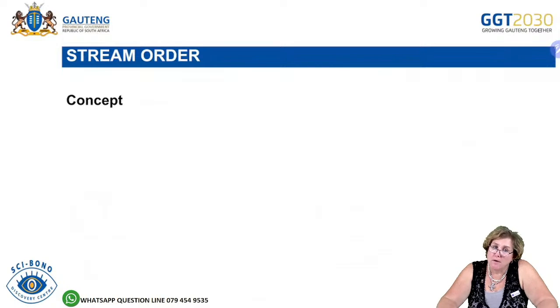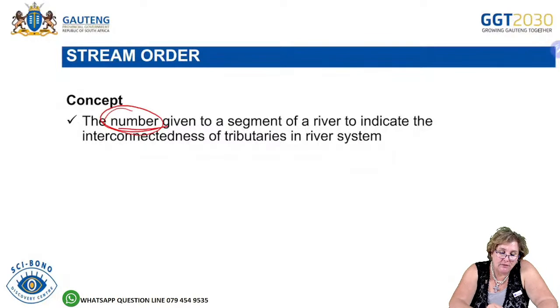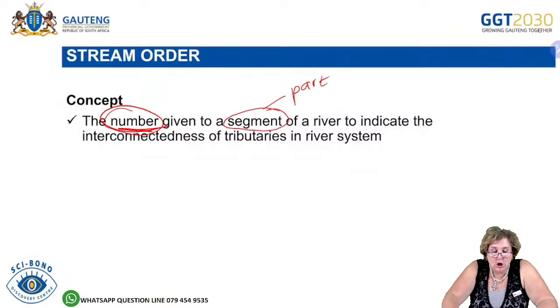Okay, let's start with stream orders. Remember the previous slide we said, this is one of the concepts you need to know. You must be able to define a stream order, to identify and to apply. Now, what is a stream order? It is the number, you'll see later on, it's a number like 1, 2, 3, 4, given to a segment of a river. Another word for a segment is a part of the river, to indicate the interconnectedness of tributaries in river systems. Remember 2 weeks ago we spoke about specifically a tributary. A tributary is a very small river that's flowing into a bigger river.